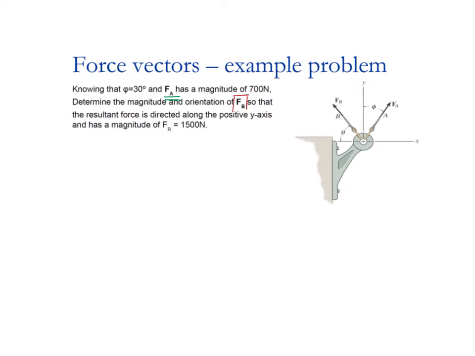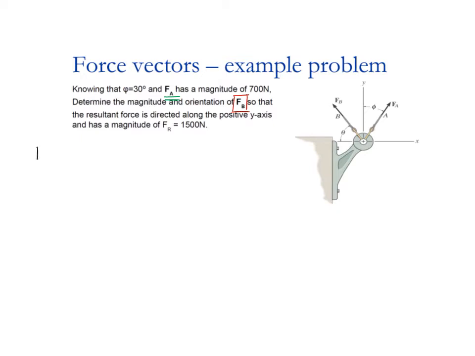So this is the thing I'm looking for, so that the resultant force is directed along the positive y-axis and has a magnitude of Fr equal to 1500 newtons. So it's a vector addition problem. I need to add Fa and Fb together in order to get Fr. And the question is, what is Fb?